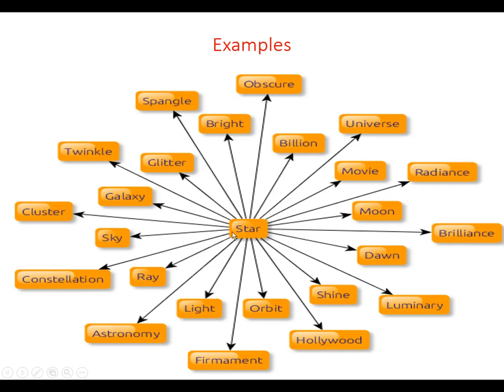So the word star has these word associations, words related to this word, making this network. There could be many, many other words. And if I give you the word star, you may come up with other words. So the word association network is so special, so personal, and so individual.